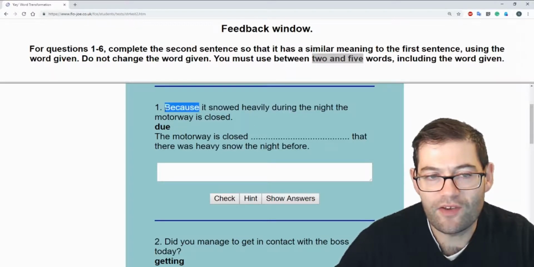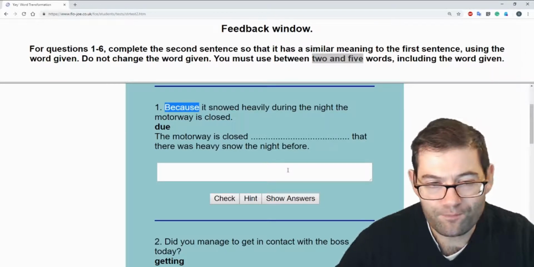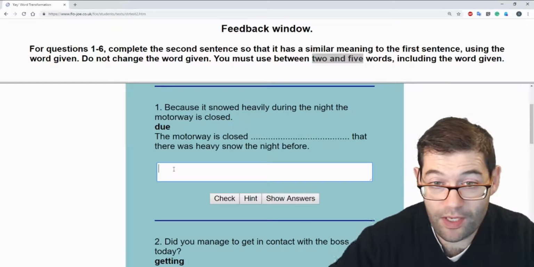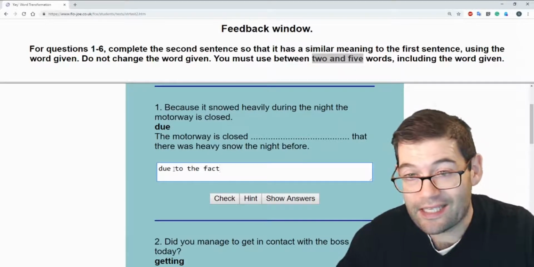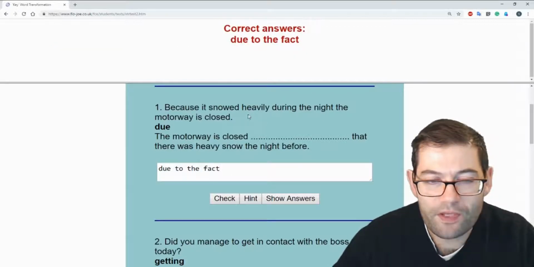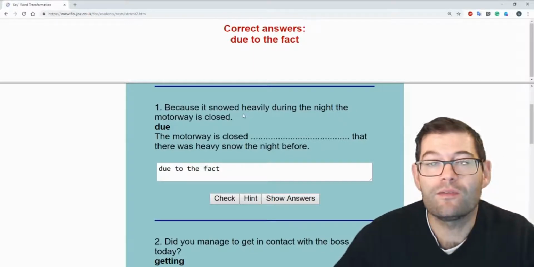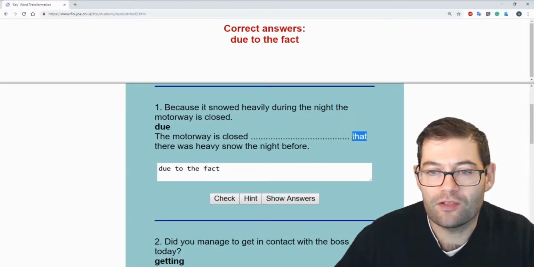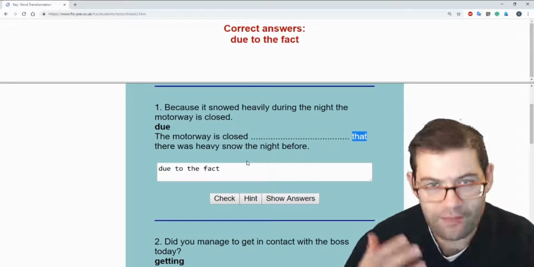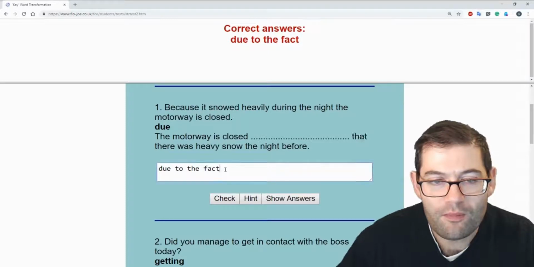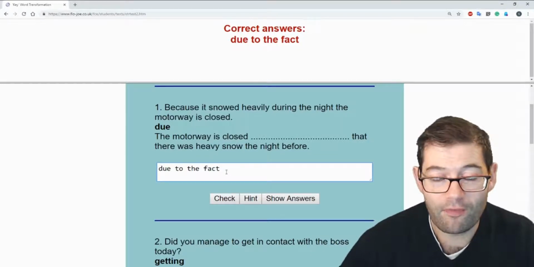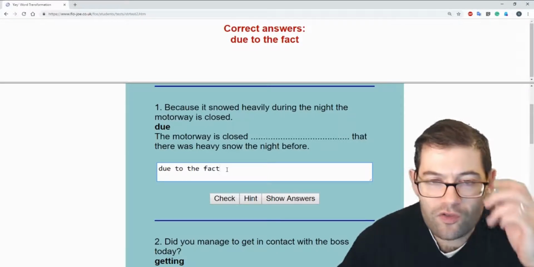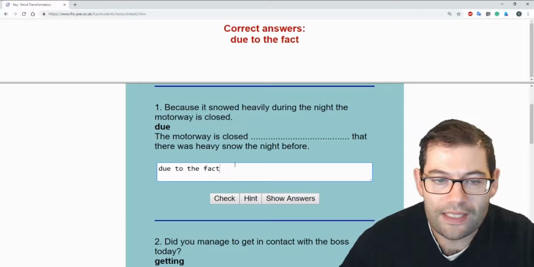So what we basically need to do is find a structure to replace because. And if we know the expression due to the fact, that means exactly the same as because. So the motorway is closed due to the fact that there was heavy snow the night before. Now, if that wasn't there, then we could just say the motorway is closed because there was heavy snow the night before in normal English, outside of this question. But we need this structure largely because we've got a that clause here. So if you're not familiar with this expression due to the fact that, then you can use that instead of because in your writing or in your oral exam.